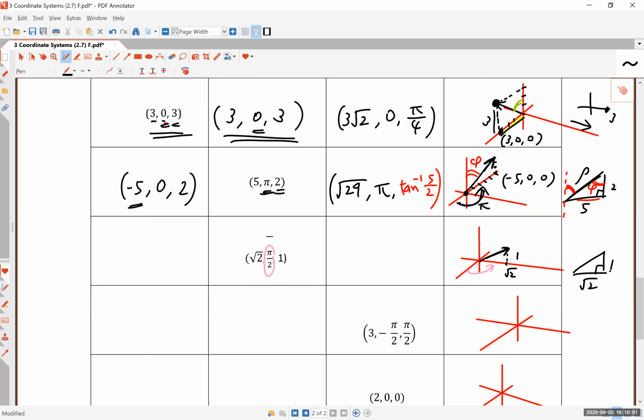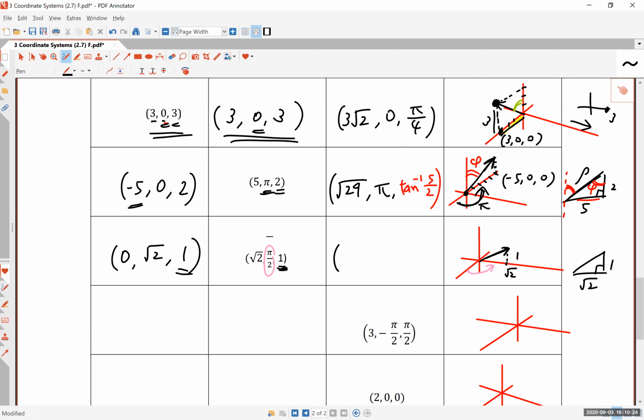First of all, what is the x? Well, x is pretty easy, right? Because we are right on top of the positive y-axis, so x has to be 0. And how about the y? Y has to be square root of 2. That's from the picture. And then you move up by 1 unit, so z is 1, okay?